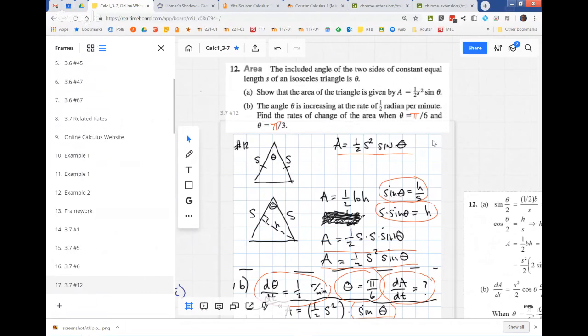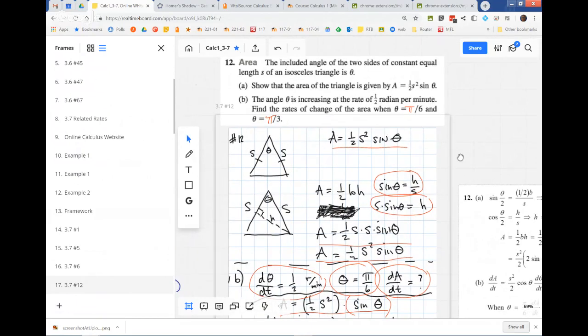So I made a drawing here. It's an isosceles triangle, so two sides are the length s, and the angle included between them is theta. That's what the problem's telling you. It says A, show that the area of the triangle is given by A equals 1/2 s squared sine theta. Okay, so that's part A.